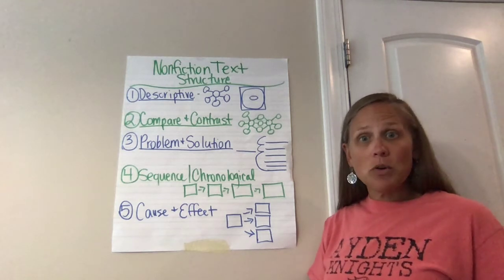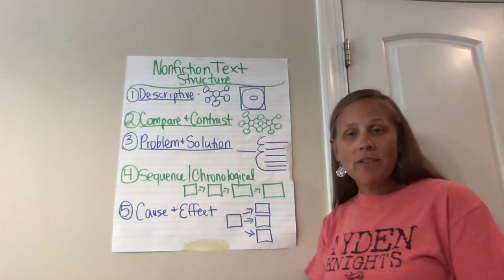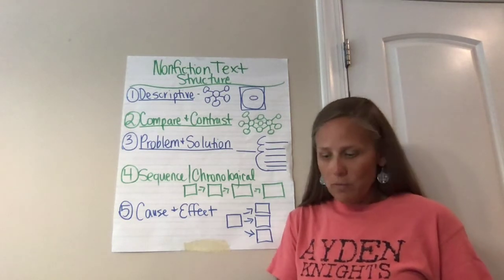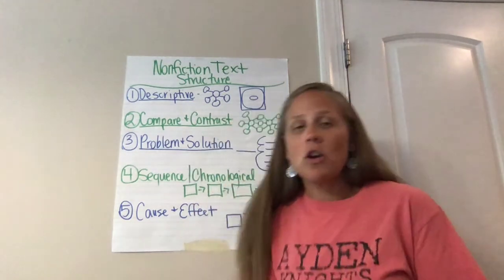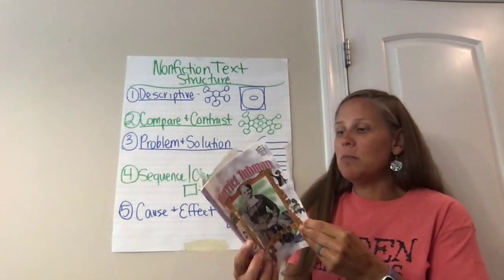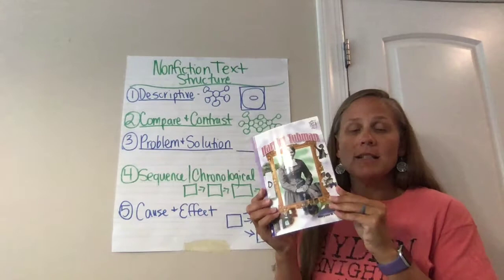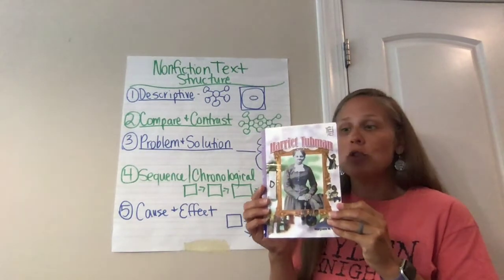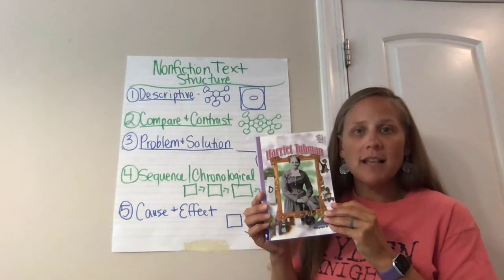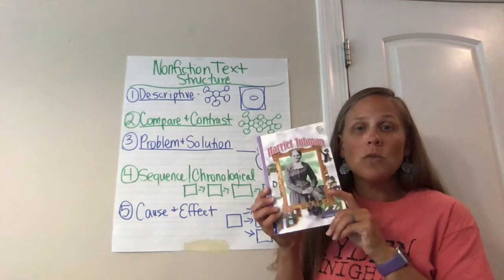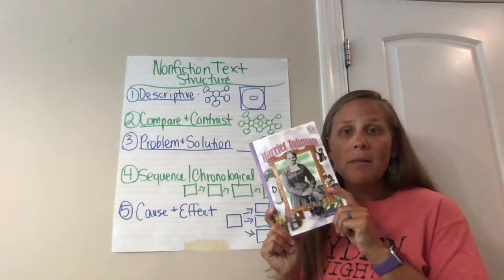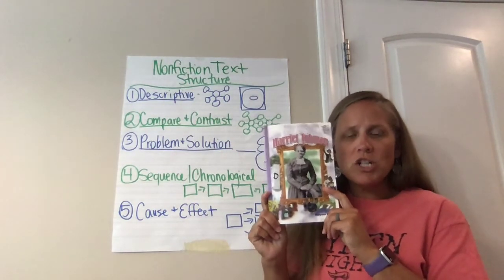So let's look at some books. The best way to think about nonfiction text structure is going to be to examine some text and think through them with me. So we're going to start with Harriet Tubman. Harriet Tubman, this is a book about her life. This is a book about her contribution to the Underground Railroad and how she helped so many slaves escape. So this is going to be description. It is going to describe Harriet Tubman, who she was, what she did.